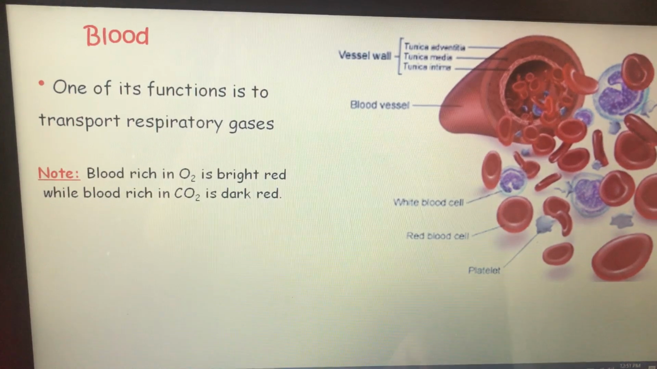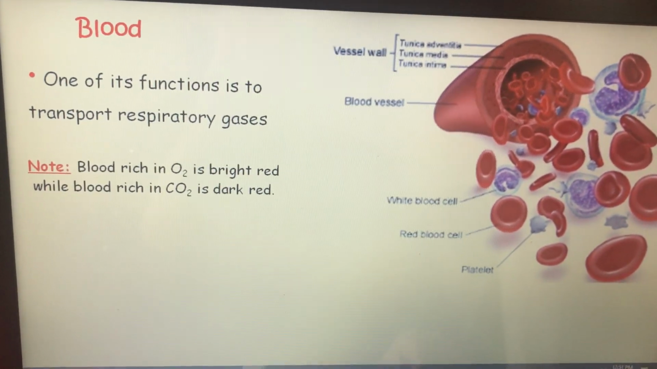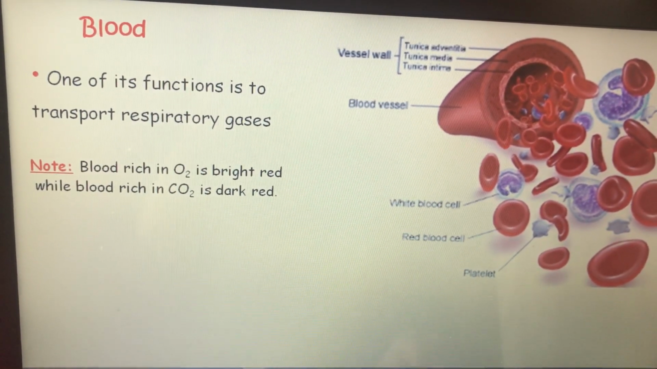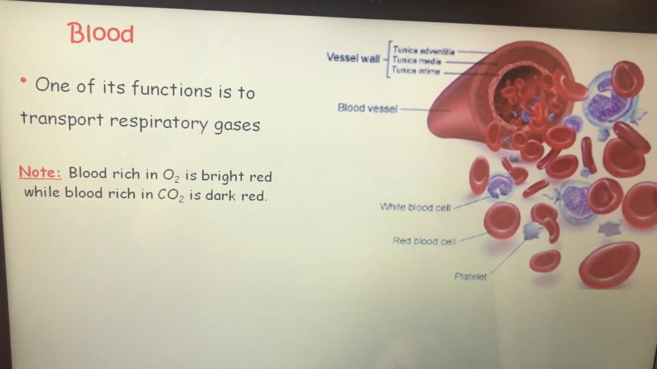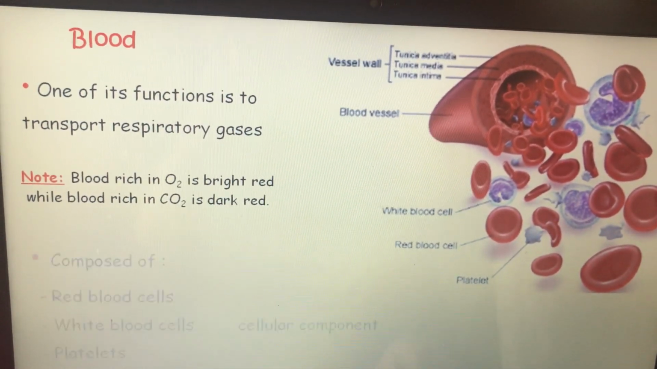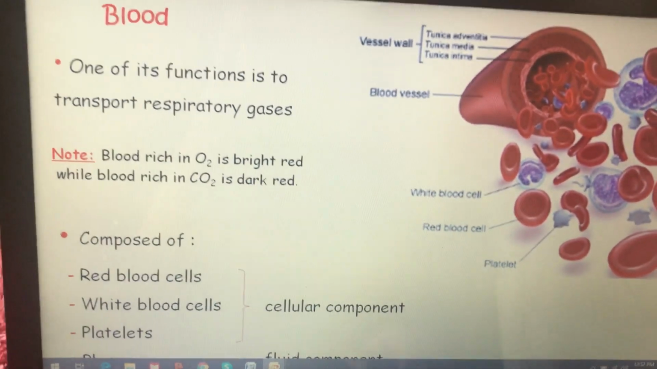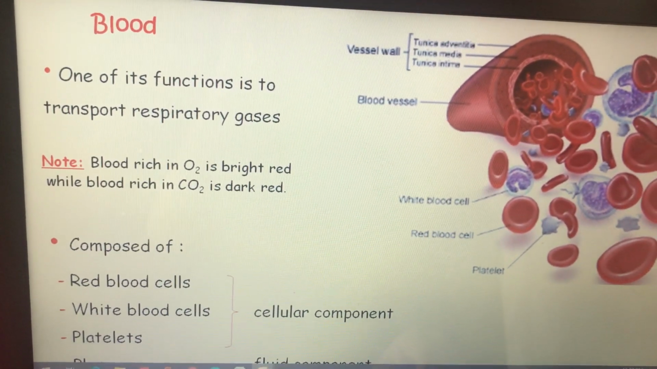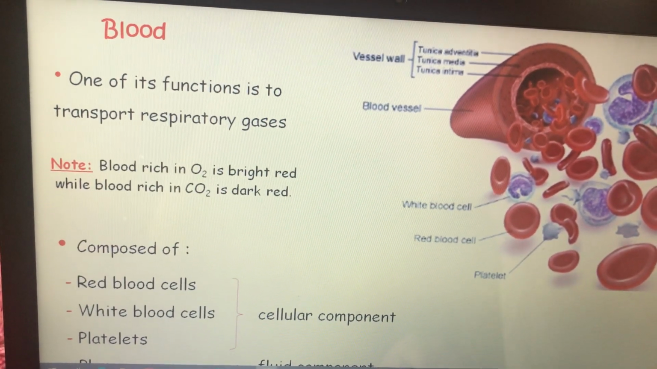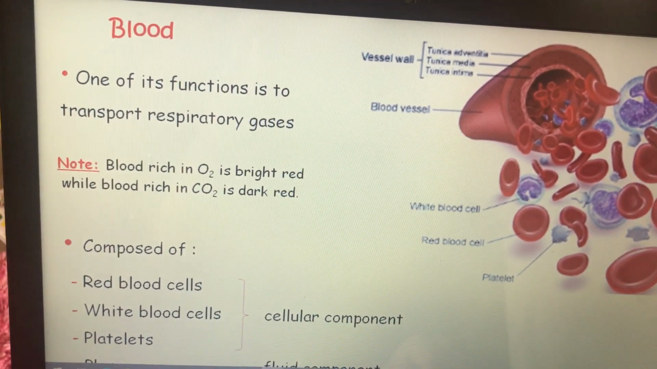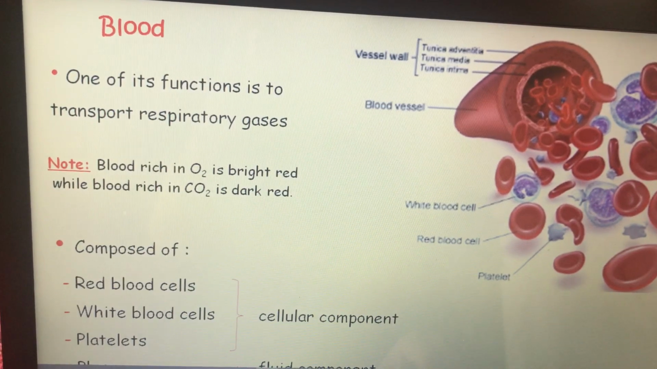Now I'm going to mention something about the blood itself. You know that the blood is a fluid and it has many components. The main component of blood is the plasma. The plasma is the fluid that makes up the blood. So the plasma contains everything like enzymes, proteins, cells, everything in the blood.